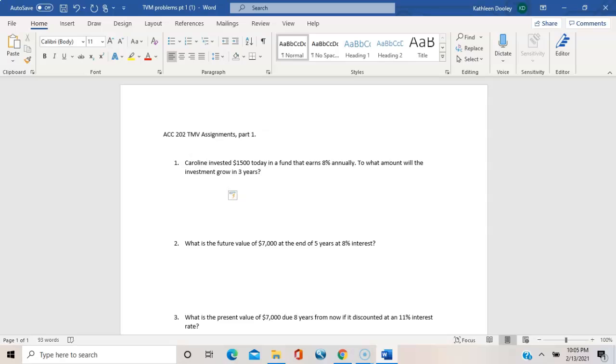So the FV equals the opposite, PV, times table 1. Okay, so there is our formula. And now we can put in whatever numbers we know. We don't know the FV. We do know the PV is 1,500, and we're going to multiply that times the table 1 factor. Now we need to look at table 1 and find 8% and 3 years.